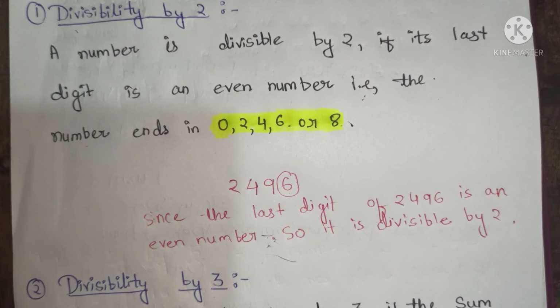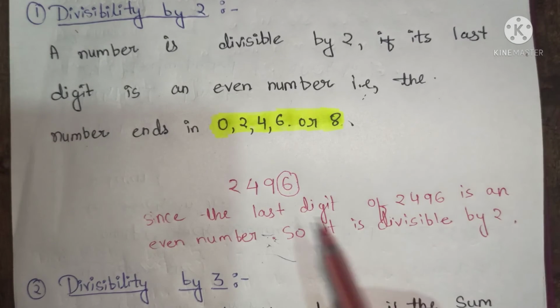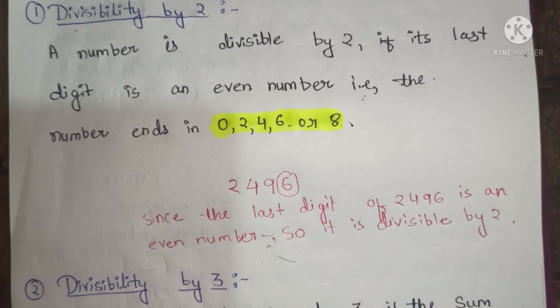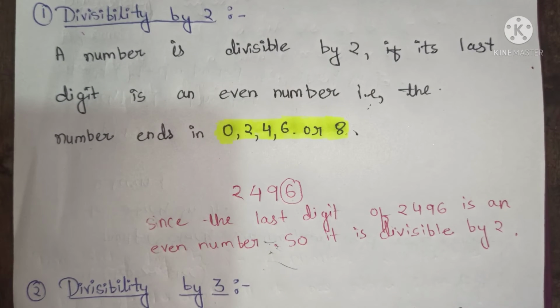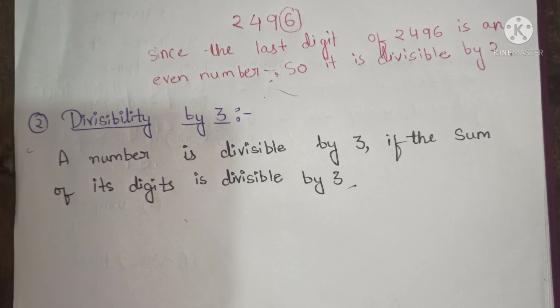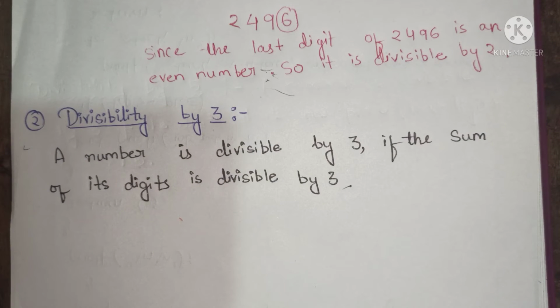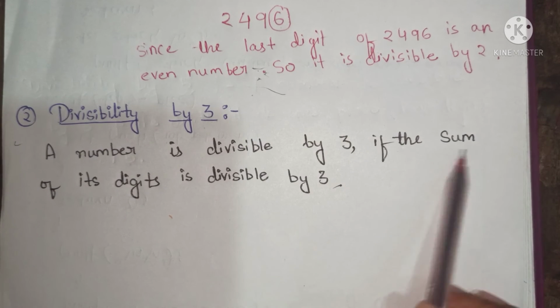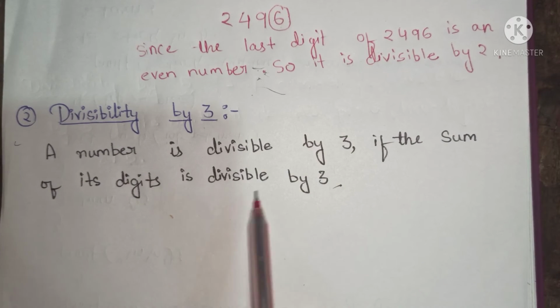Now if I ask you whether this given number 2496 is divisible by 3, will you use the same rule? But why would we use the same rule? No, we will not use the same rule because 2 is a different number and 3 is a different number. So there must be different rules, right? So there is a different rule for divisibility by 3. So what is the rule? A number is divisible by 3 if the sum of its digits is divisible by 3.